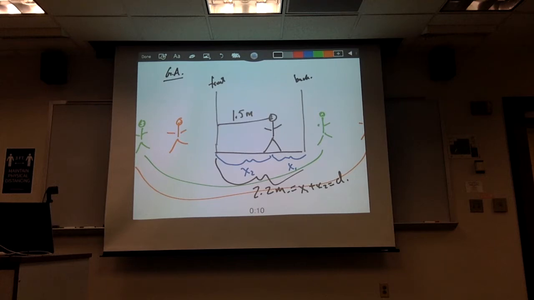Not 0.7. No, 0.7 doesn't cover it in this case. So d is the 2.2, 1.5 plus 2. Now, this guy then is going to create the third image out here.